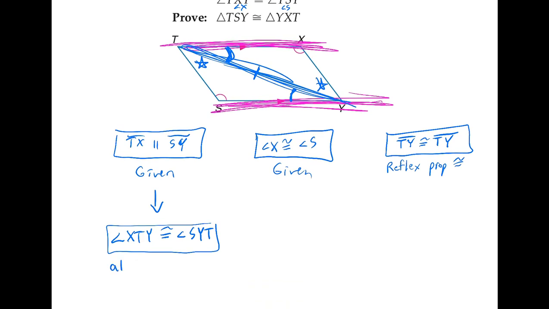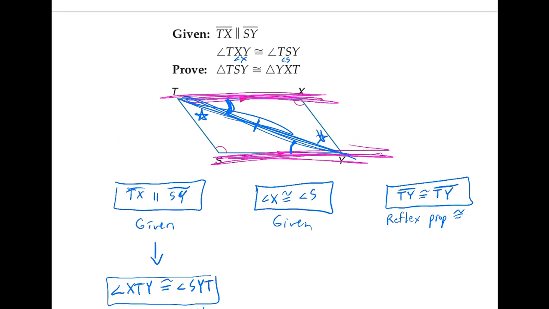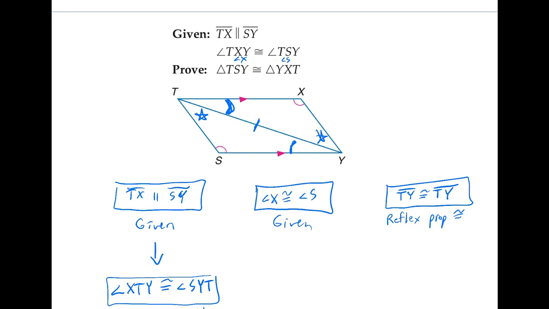And this one's by alternate interior angle theorem. It's the forward, or you could say alternate interior angle biconditional. I'm okay with that too. All right, so now we want to show that the triangles are the same.